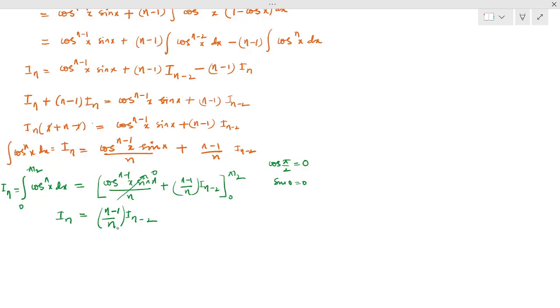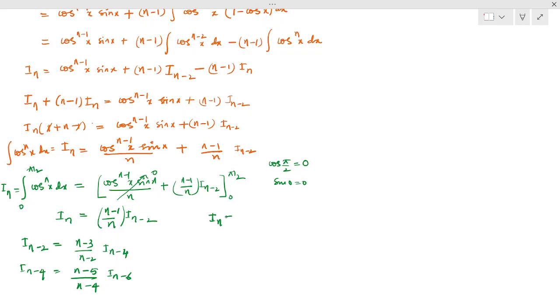Like the previous example, we need to find out I_(n minus 2) as well as I_(n minus 4), by just substituting n by n minus 2 and n by n minus 4. You will get (n minus 3) divided by (n minus 2) into I_(n minus 4). Substitute n by n minus 4, you will get (n minus 5) divided by (n minus 4) times I_(n minus 6). So we are substituting backwardly.